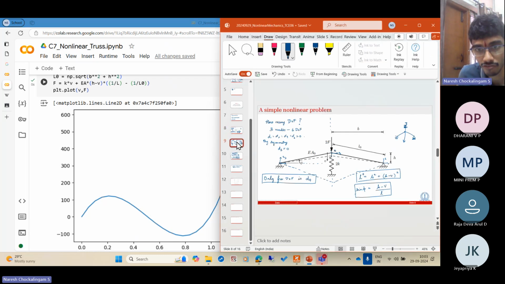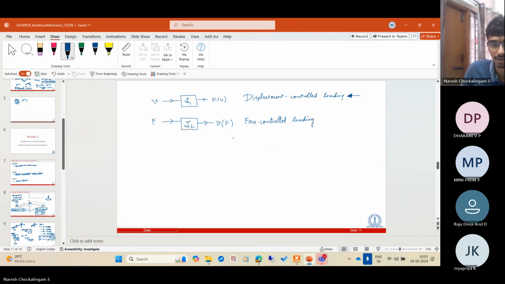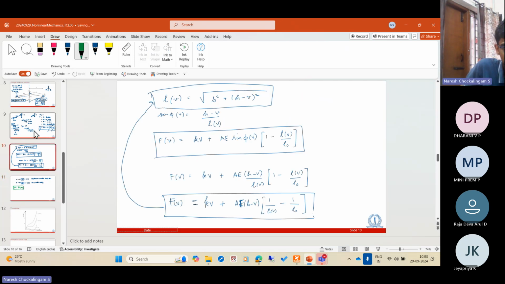Now we have solved the problem of displacement control loading. What about force control loading? Now all kinds of problems will arise. So think of it this way. We have f, let us call this f tilde of v. So f we have as a nonlinear function of v. This is quite fine. And what is that function? That is this function, right? So given v, I just have to find L and substitute L and v into this equation and find f.